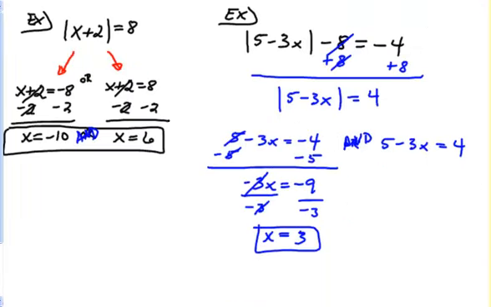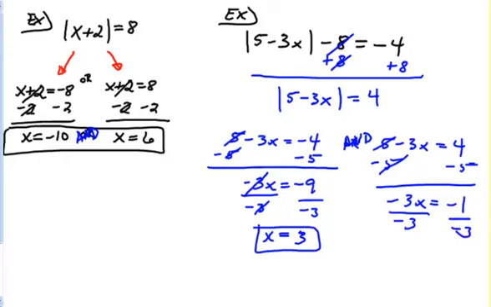Okay, over here on the right, I'm going to say minus 5 minus 5. Negative 3x equals, let's see, we have a 4 minus 5, that looks like a negative 1, right? Divide by negative 3. Okay. So we have those 2 answers.